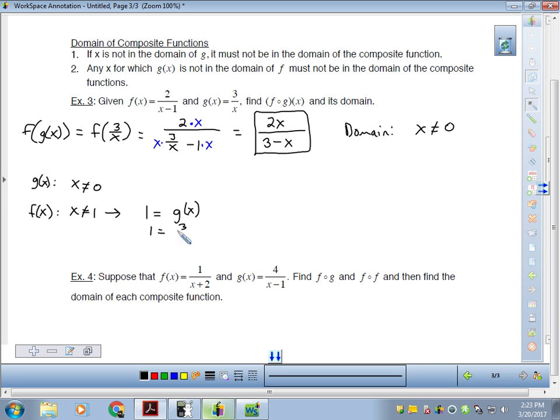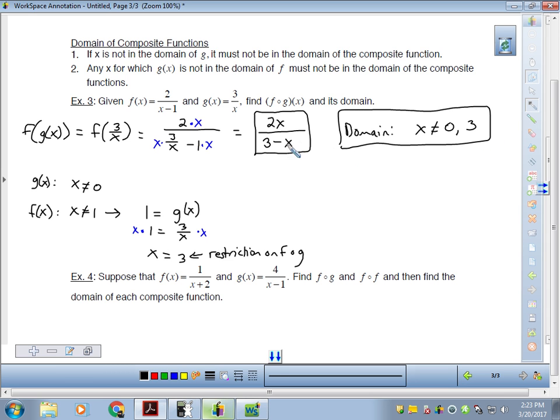So 1 equals 3 over x. Now solve for x. We'll multiply both sides of this equation by x. 1 times x is x. Over here, x and x cancel out, so we get 3. This is your domain restriction. Just right here. So we need to add that to our list. It can't be 3.